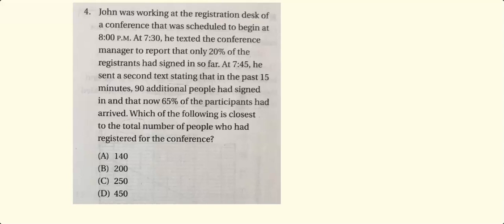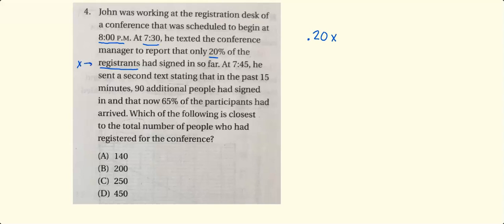We have the problem that states John was working at the registration desk of a conference that was scheduled to begin at 8:00 p.m. At 7:30, he texted the conference manager to report that only 20% of the registrants had signed in so far. So let's use 0.20 of the registrants, and we'll use X to represent registrants.